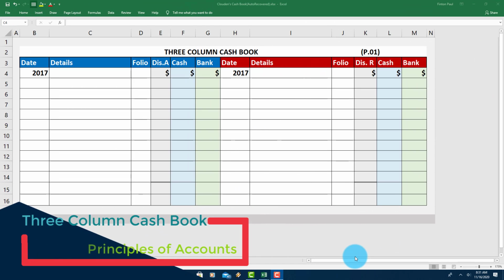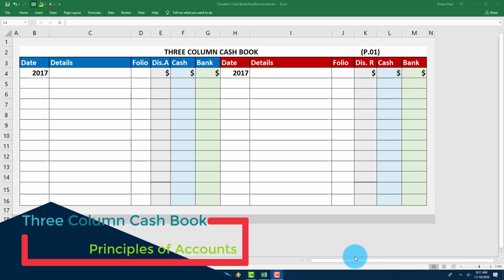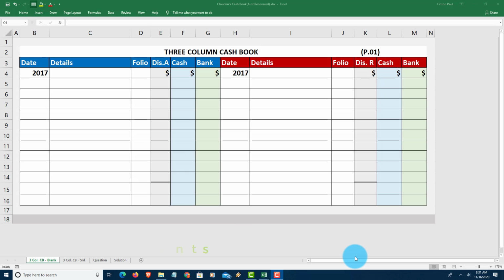The focus of today's lesson is the 3-column cash book. Previously we looked at the 2-column cash book. Definitely the number of columns in the cash book can increase. The additional column that is being used in the 3-column cash book is an additional money column, namely discount. The discount column is placed alongside the cash column on the left hand side as well as the right hand side of the cash book. The two discounts are not related.